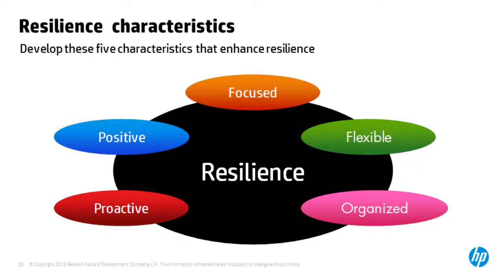Proactive means controlling a situation by making things happen or preparing for the future. Positive means hopeful or optimistic, thinking that good things will happen. Focused means directing your attention or effort at something specific. Flexible means you are able to change or able to do different things or do things differently. And organized means having things arranged in a neat and effective way.